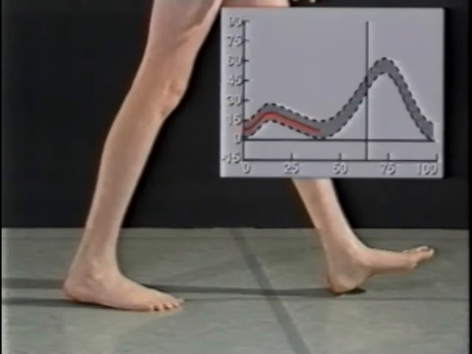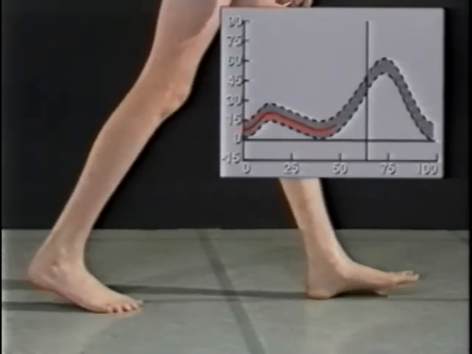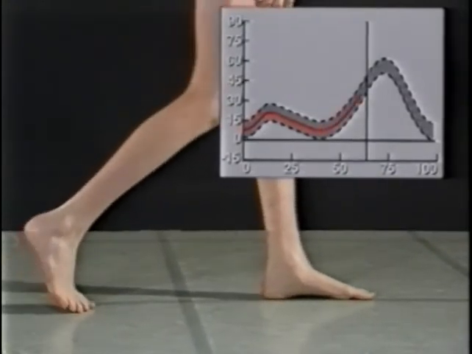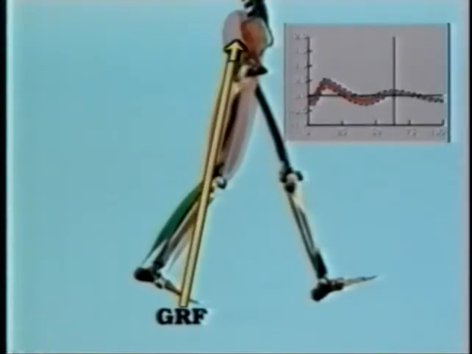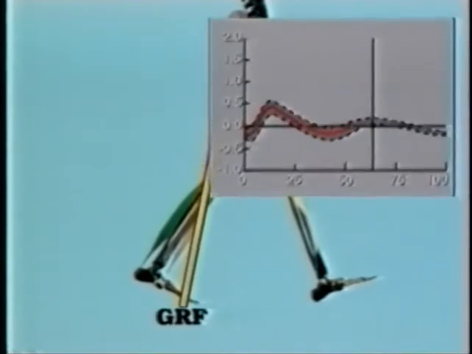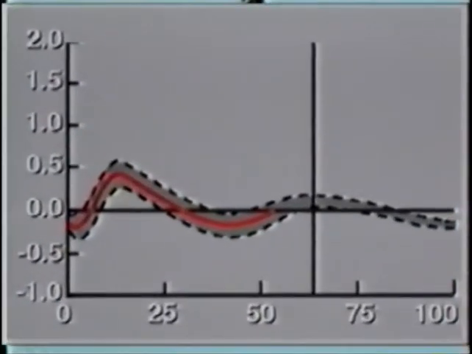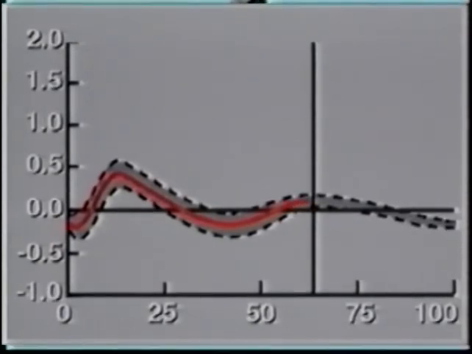Terminal stance begins with heel rise, which is also the period of third rocker. As the ankle plantar flexes, the knee begins to flex so that by toe off, knee flexion has reached 45 degrees. As flexion increases, the center of mass falls behind the knee joint, creating an external flexion moment. The internal moment at the knee, therefore, is extensor.